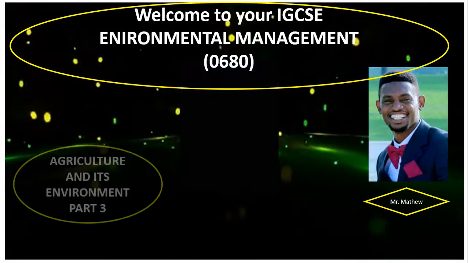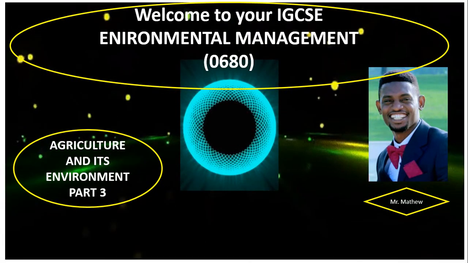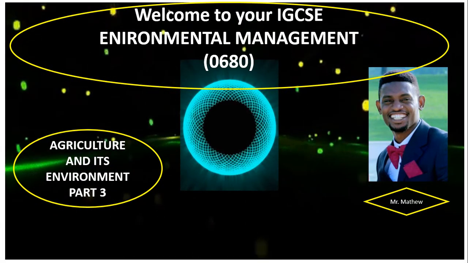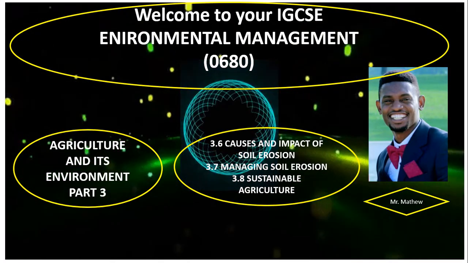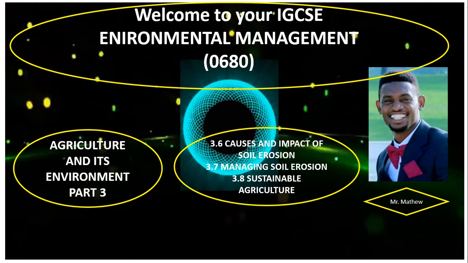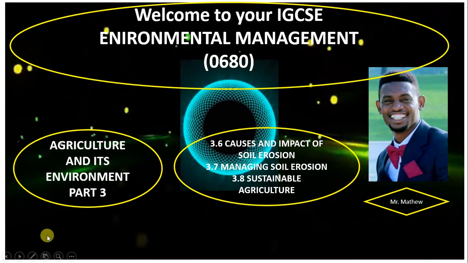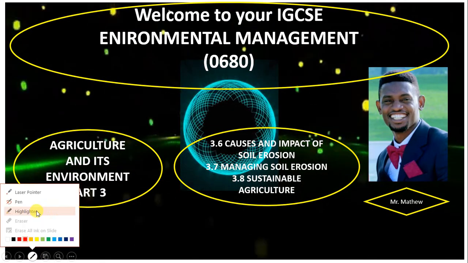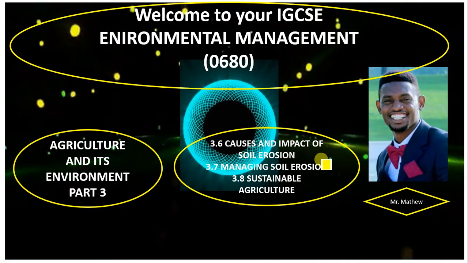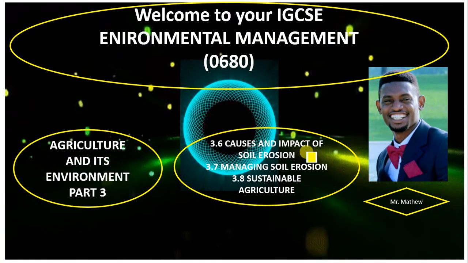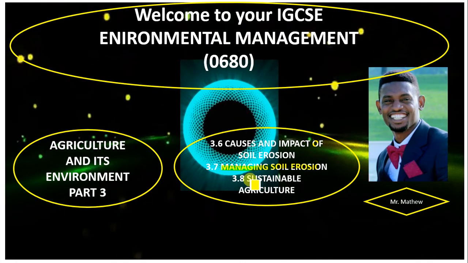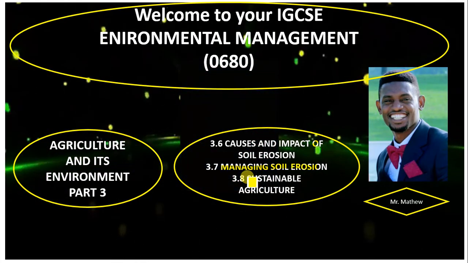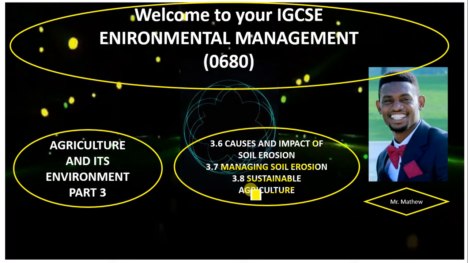To the final class for agriculture and its environment. In this lesson, we are just going to be looking at these three major aspects. So, we're going to be looking at causes and impact of soil erosion. We look at managing soil erosion and also sustainable agriculture.